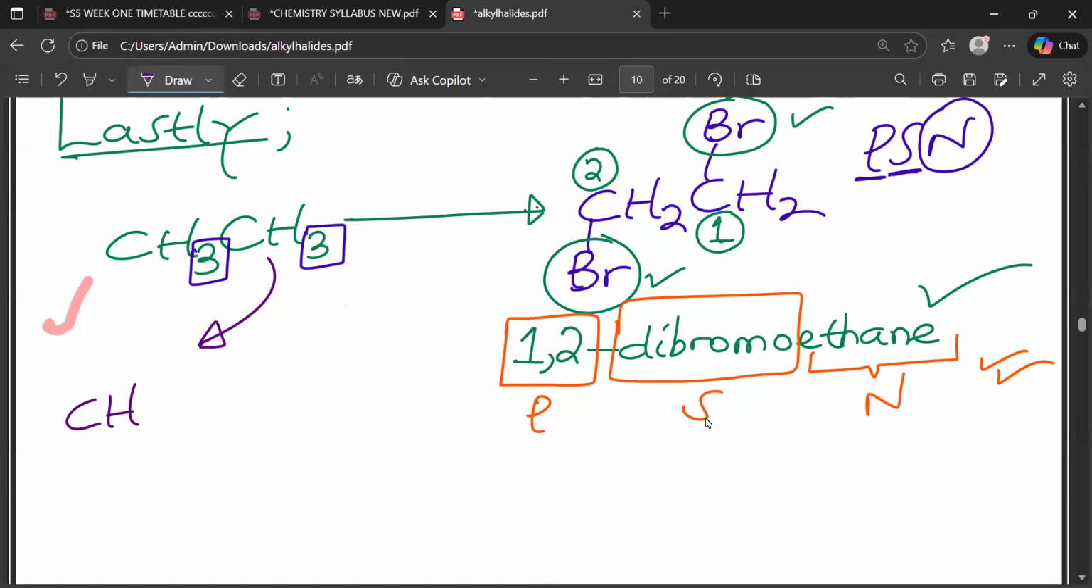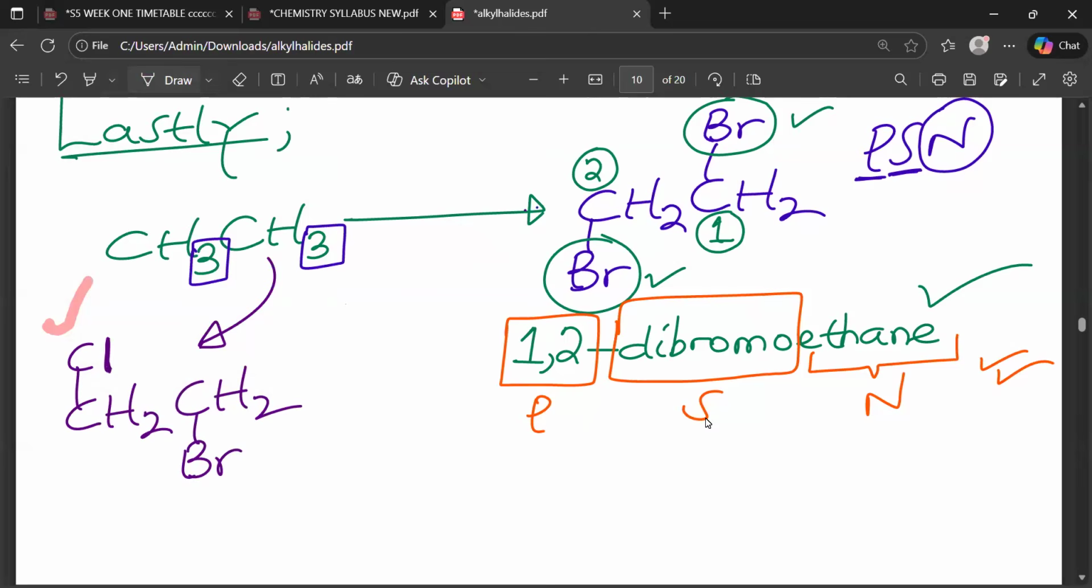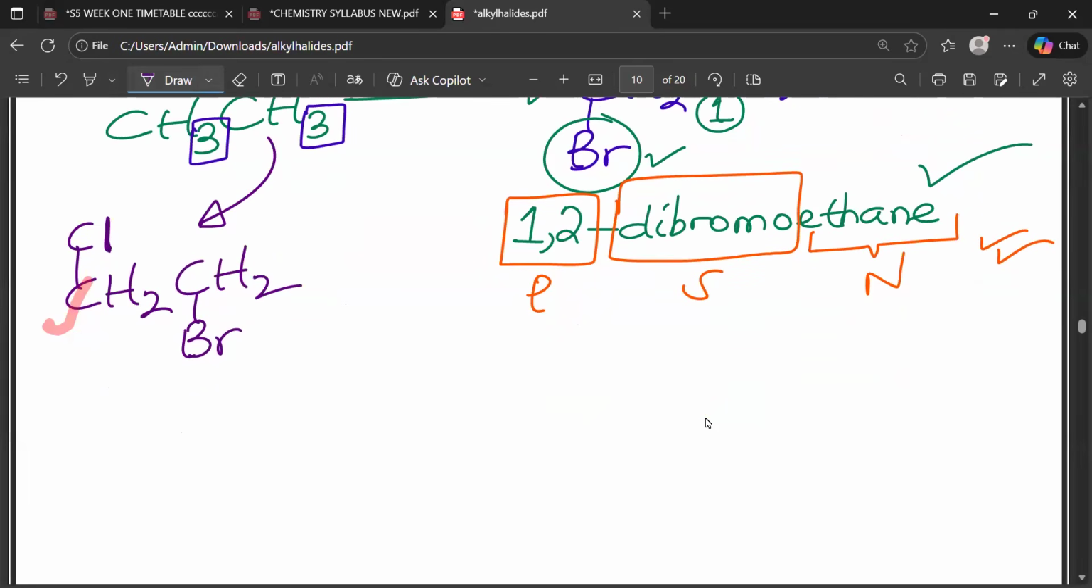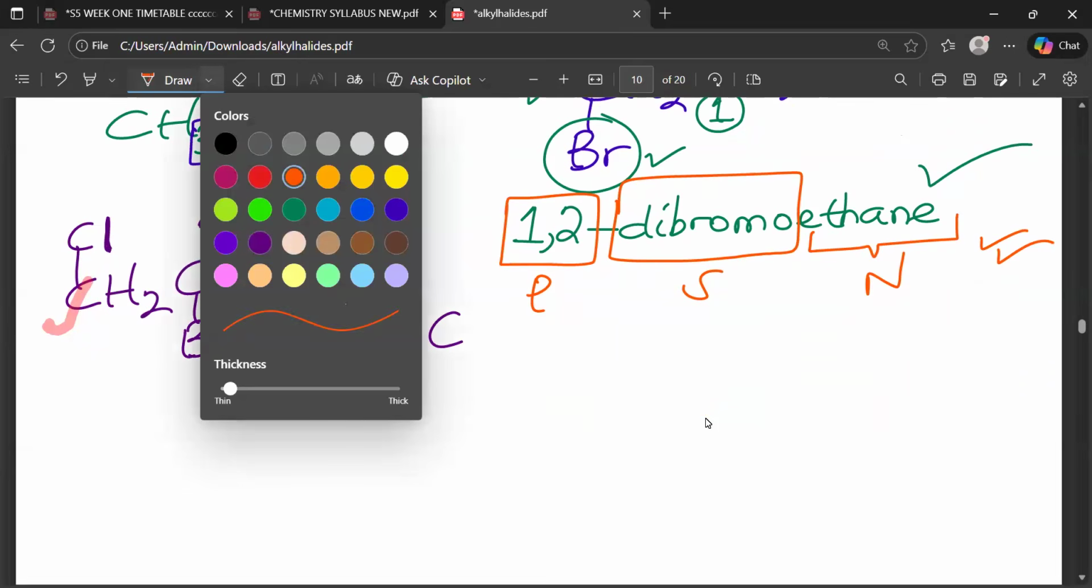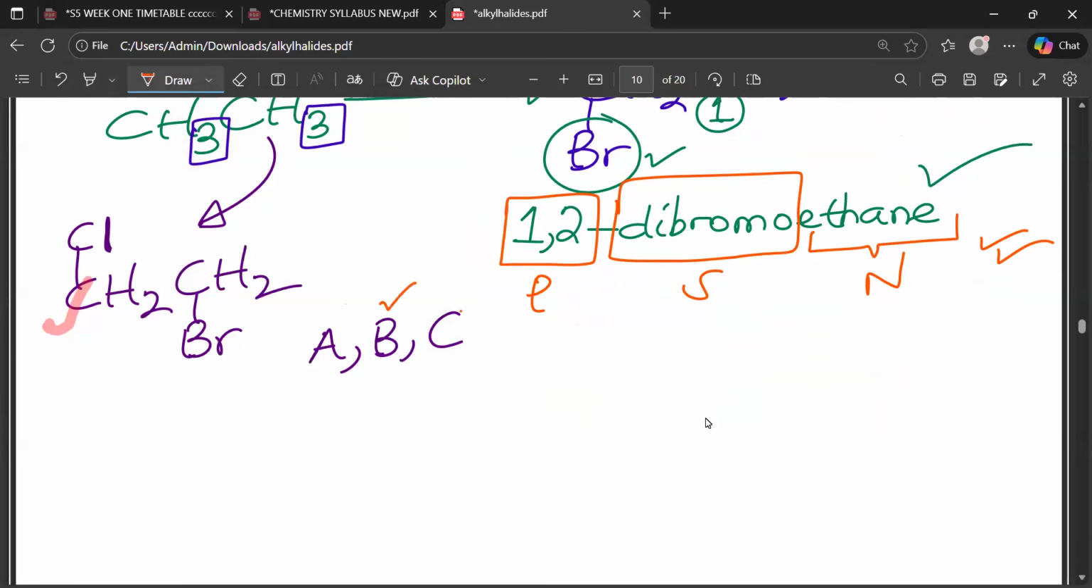Maybe one is replaced by what? Cl, and the other is replaced by Br. Because this is Cl, another one is Br. So here I just use alphabetical order. A, B, and C. You understand? So that means B must come first before C.